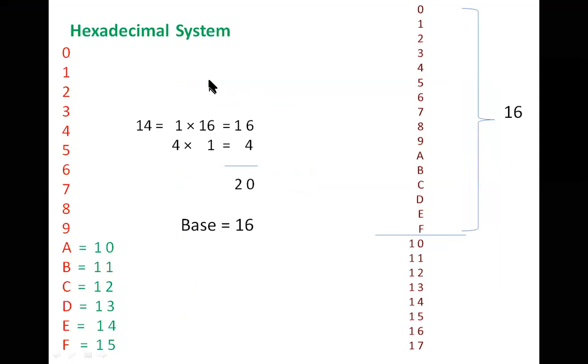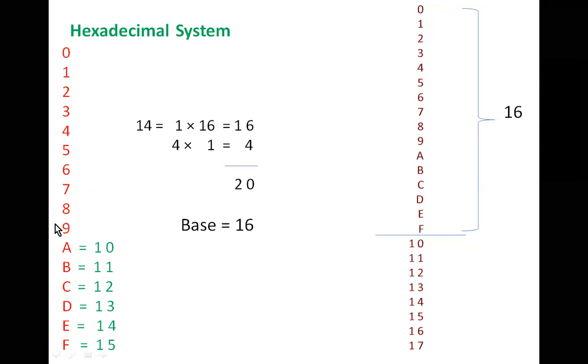0, 1, 2, 3, 4, 5, 6, 7, 8, 9. And these are the numbers which are used in the decimal system. And after 9, it has characters A, B, C, D, E, and F. So these are the symbols which are being used in hexadecimal system. 0 to 9, totally 10. From A to F, totally there are 16 different symbols which are used in hexadecimal system.